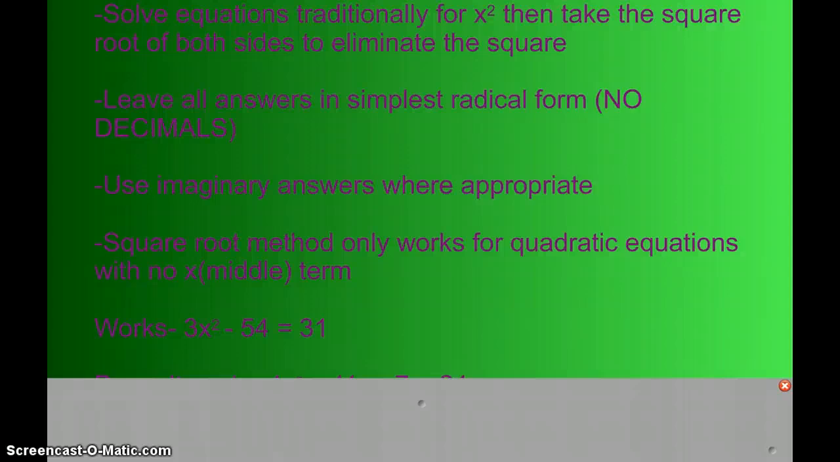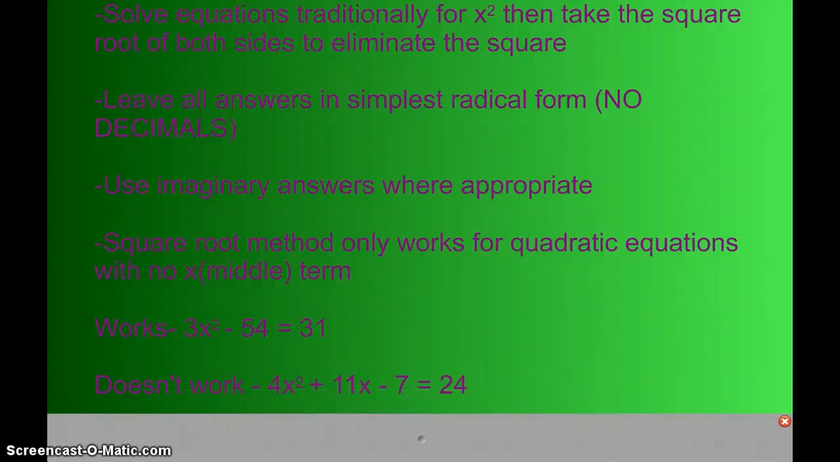If you think back to when we did all our factoring and things like that, we talked a lot about the middle term. There's no middle term here. We just have 3x squared minus 54. That allows us to use the square root method. It's the easiest method, but it is very limited.